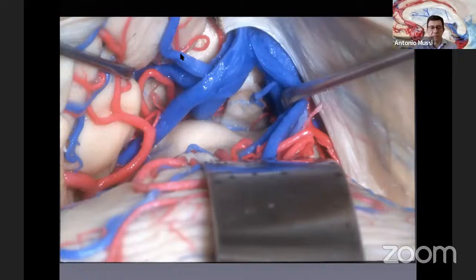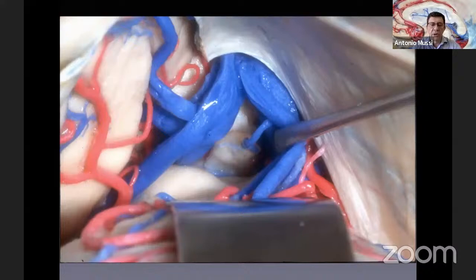localization, if you open the tentorium here, exactly the same structures. Now you see the vein coming from the medial side of the brain. This is the atrial vein, basal vein of Rosenthal, and this is internal cerebral vein. So this is going to be lingual gyrus, and this is going to be parahippocampal gyrus. So we are going on the midline. So this is what you see. This is the calcarine sulcus up here, posterior part of the cingulate gyrus.